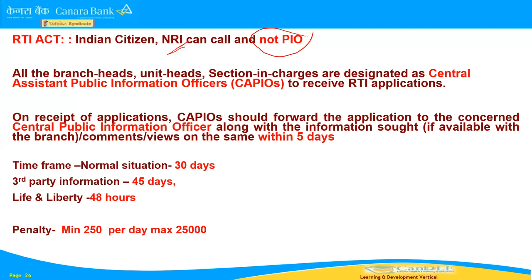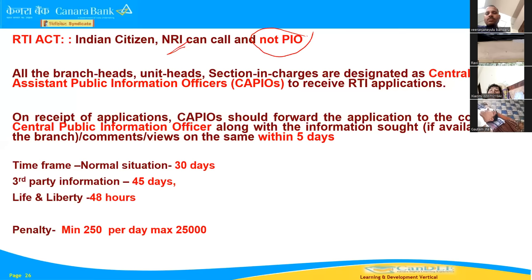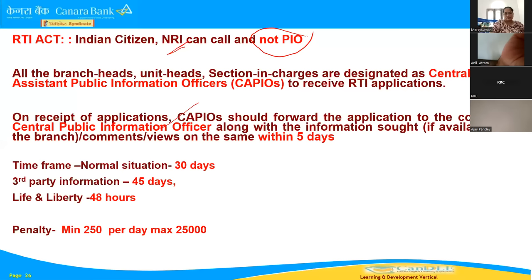How will he reply? Some customer of your branch has asked for the data. How will an RO person reply? So that is the reason what you have to do as a CAPIO, as a branch in-charge, is, along with the information sought, your views, comments, everything, within 5 days you have to inform the Central Public Information Officer. RO DM is a Central Public Information Officer. When somebody files an RTI and wants some information, that information along with your views and comments you have to provide to the Central Public Information Officer, who is nothing but your RODM. And RODM will reply.